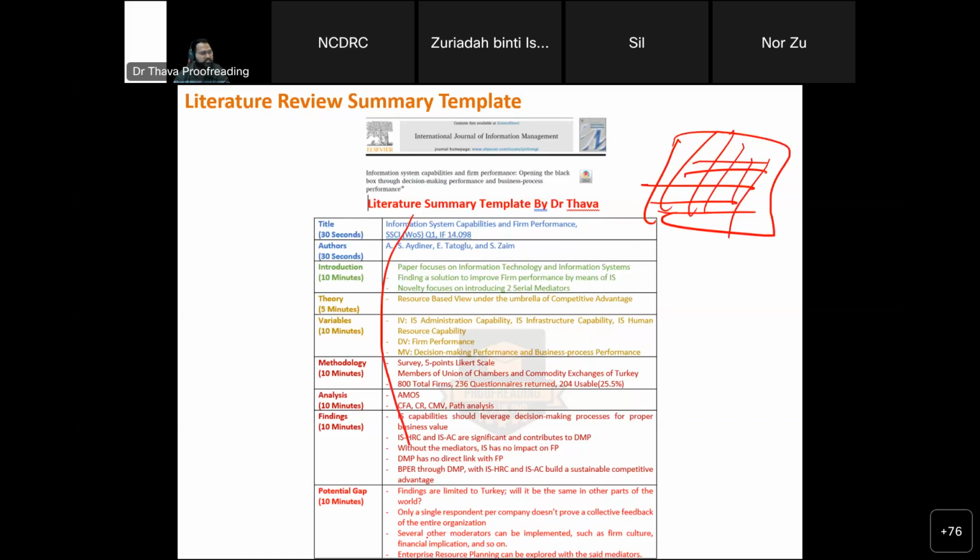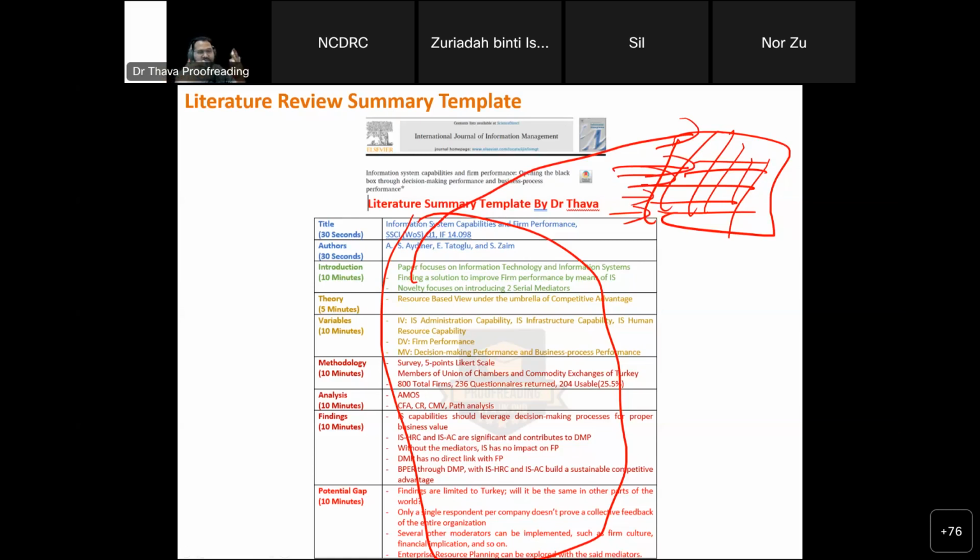So all this information will go into every row. Sorry, this is a column, and it will become a row. Every paper you read becomes a row. It will eventually become a literature matrix. With so many papers, some you won't even remember whether you have read or not. That's why, once you complete this literature summary, you save it with the paper in a folder.